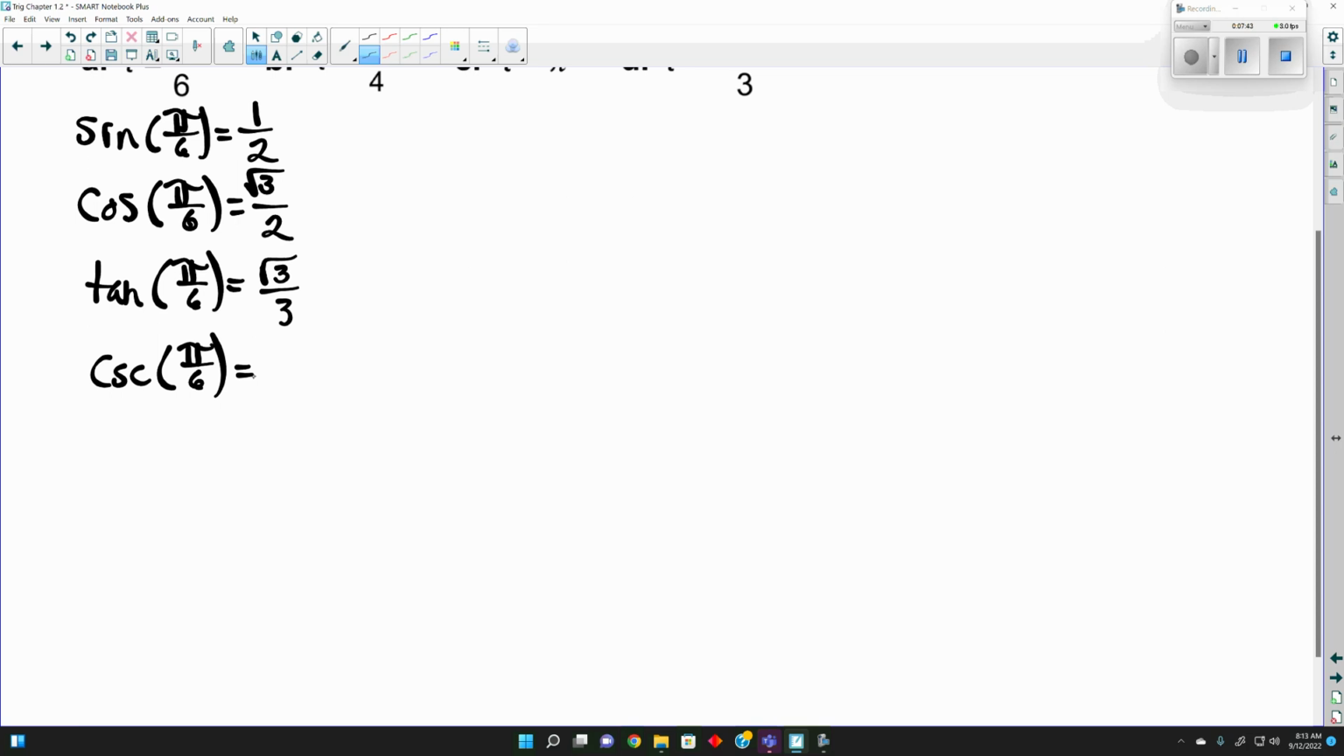Now cosecant is going to be the same as 1 over sine. So we could write it out as 1 over 1/2, which is the same as 1 divided by 1/2. Well, we don't divide fractions. We change it from division to multiplication, flip the second. Multiplying together really just says that this is 2, yes?